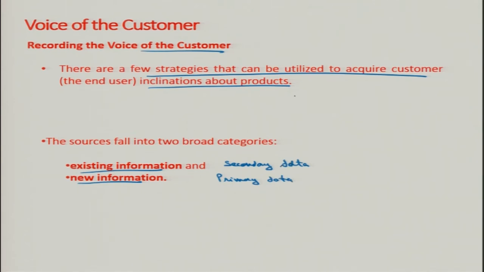Okay, the three factors I can put here: the kind of data, next is accessibility, next is cost. These are factors on which the information is gathered.